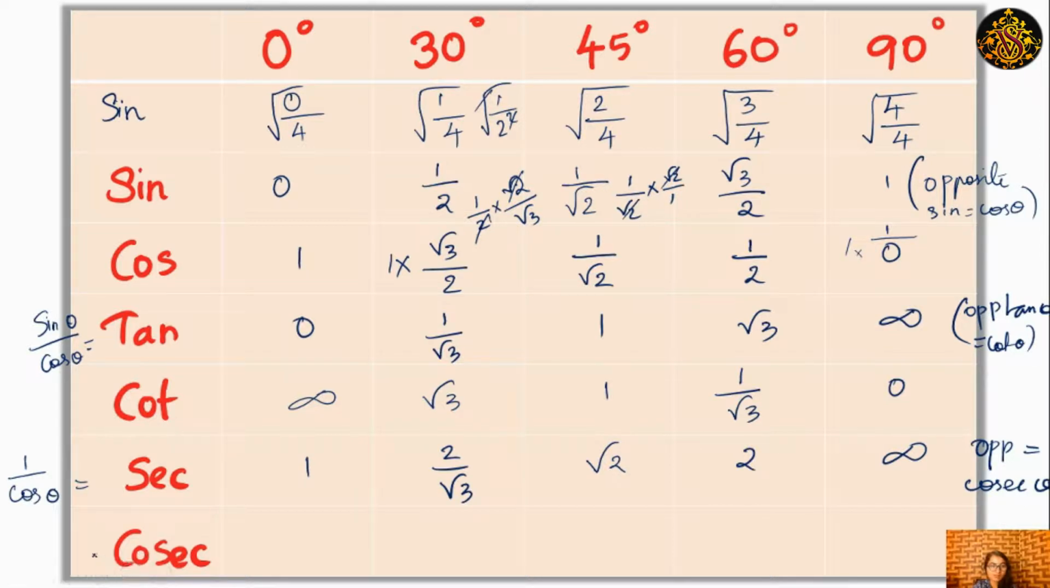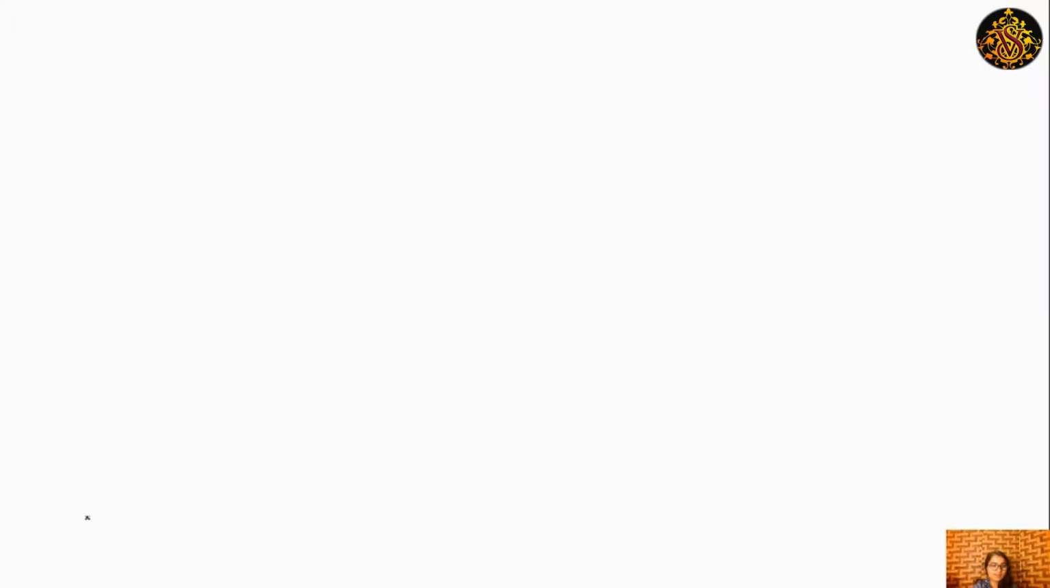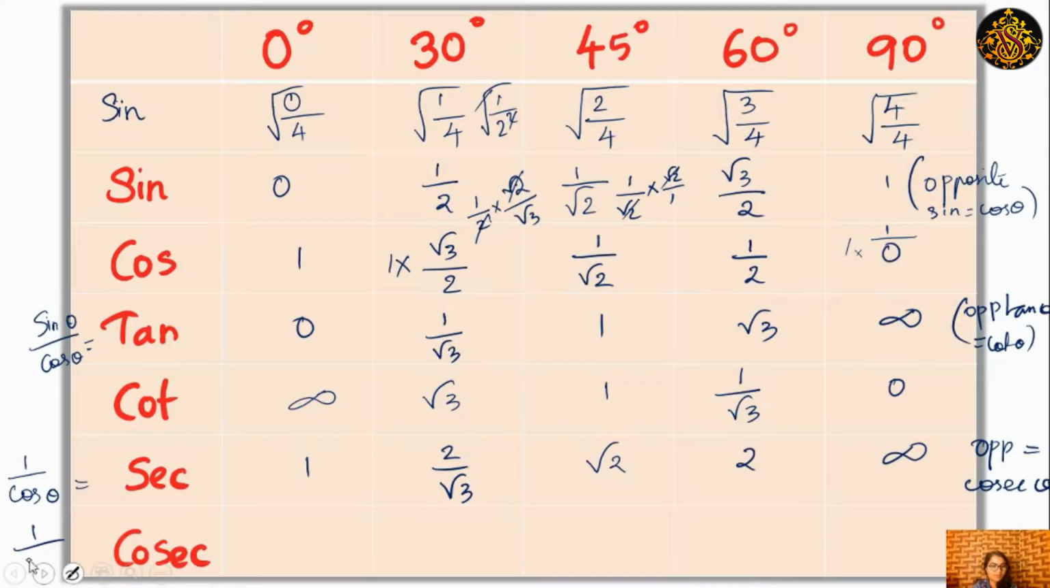Clear? Otherwise, we know by the formula we have 1 by sin theta equal to cosecant theta. Is it clear? So, while you divide 1 by sin theta, you will be getting this value, or opposite. Opposite is a little bit easier. You don't have to do any calculations. Infinity, and here we have 2, and here root 2, 2 by root 3 and 1.